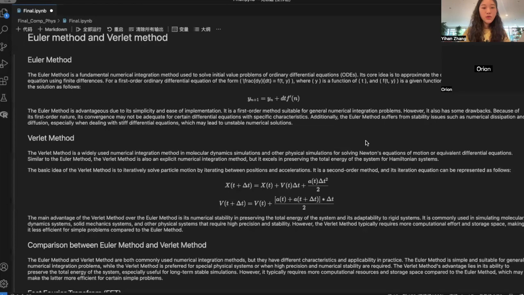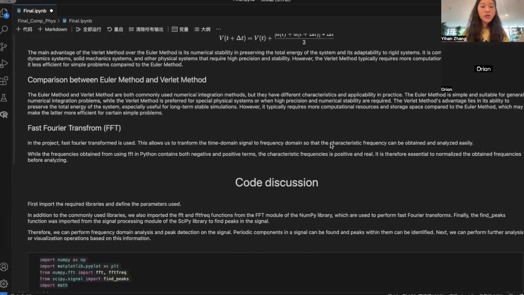During our project, we chose two different methods. The first one is the Euler method and the second is the Verlet method. We decided to go with the Verlet method because it's more accurate and more stable. In the analysis, we also did a fast Fourier transform, the FFT, which is a part of NumPy.